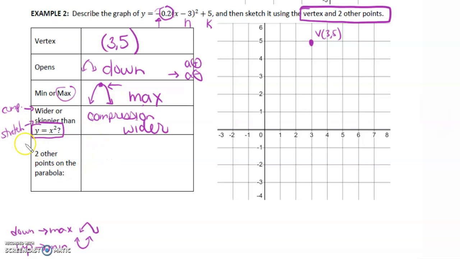Okay? Now, 2 other points on the parabola. What we want to do is take a look at this x value. So we have 3. Okay? So let's go y = −0.2.